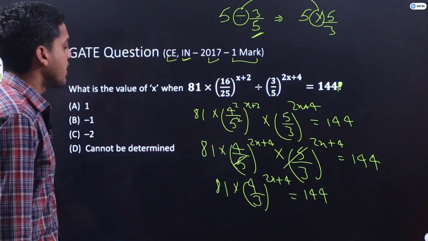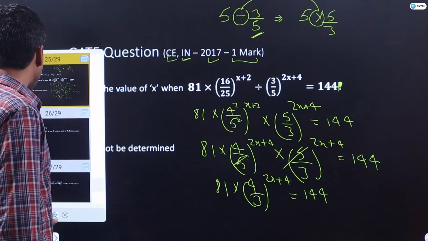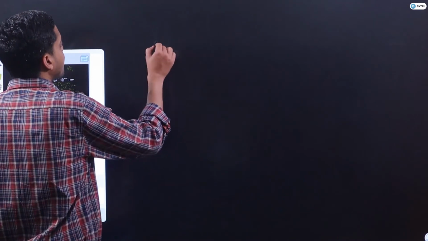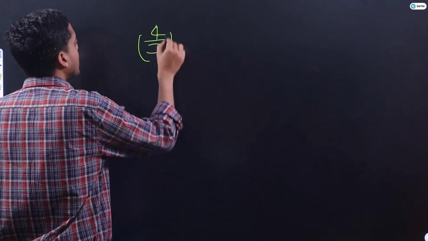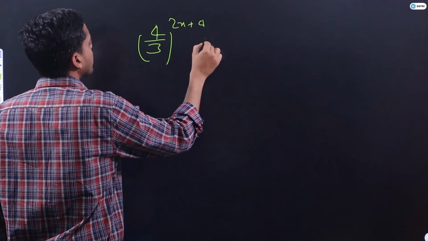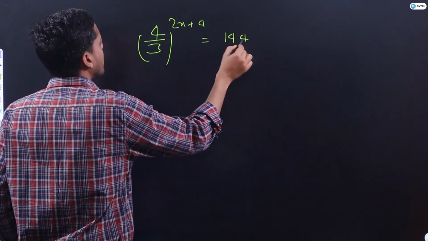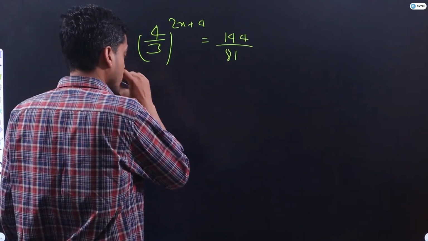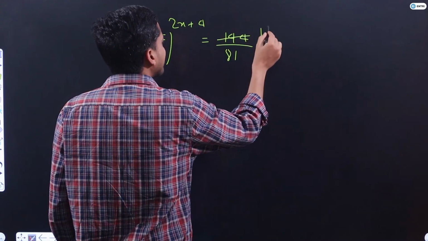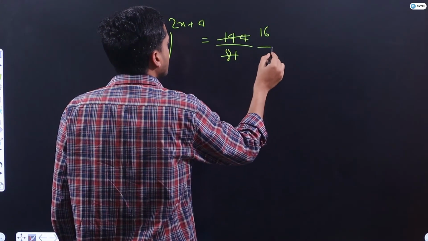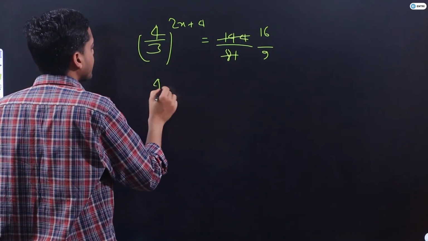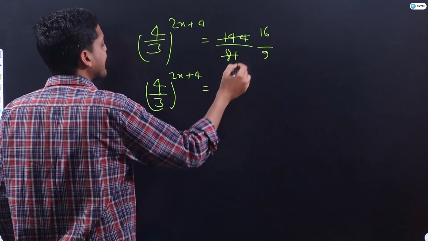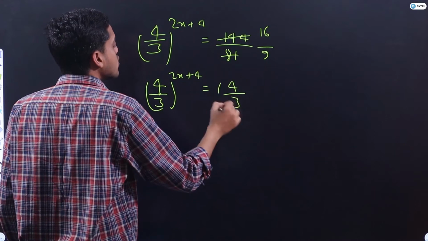Now you will observe, guys, if I divide 144 by 81, because it will transfer to that side, so ultimately I will have 4 upon 3 to the power 2x plus 4 equal to 144 by 81. Sir, they are getting cancelled by 9. They are getting cancelled by 9. So you will say 16 times and 9 times. So you will say 4 upon 3 to the power 2x plus 4 is equal to 16 by 9. Can I maintain 4 by 3 whole square here?